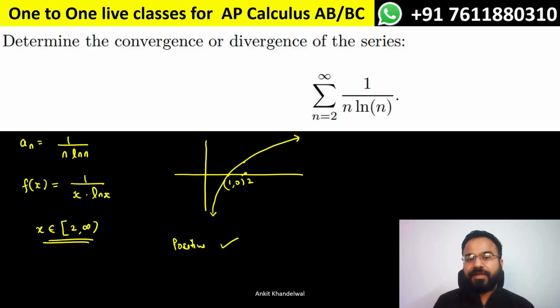Second thing, is it continuous? x is a continuous function, ln x is a continuous function, so the product of both of them will also be continuous. And then we have to see whether it is decreasing or not.